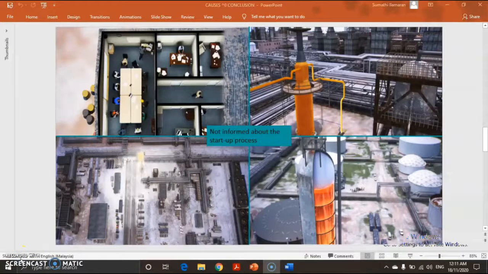As we all know, the startup process is extremely hazardous. So before starting up a process, it is very important to inform the workers inside the process area about the startup process. But here they failed to inform the workers about the startup process.